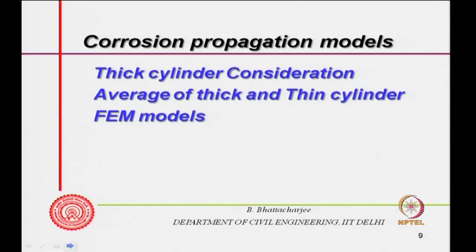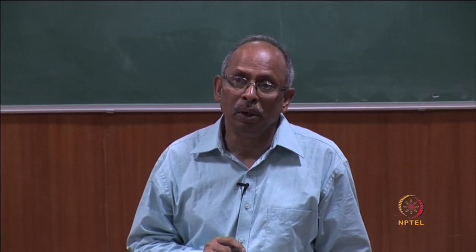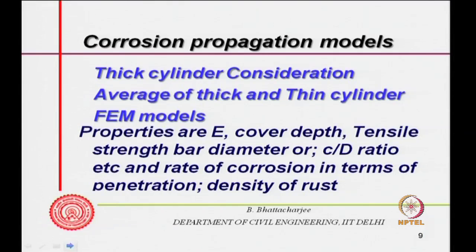Earlier it was modeled considering thick and thin cylinder situation, or by FEM modeling, which people are currently trying. The important properties are modulus of elasticity, cover depth, tensile strength, bar diameter, C by D ratio, rate of corrosion in terms of penetration, and density of rust. All these properties are required if you want to predict the time of cover concrete cracking.